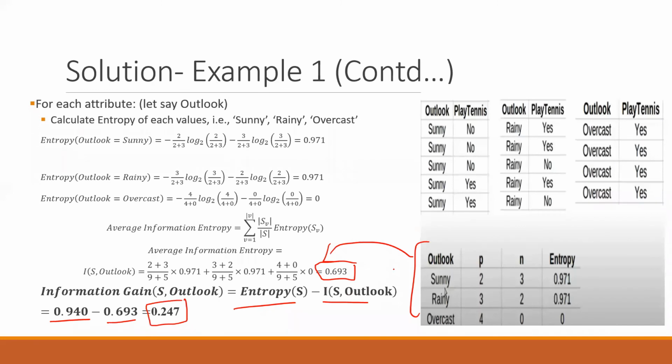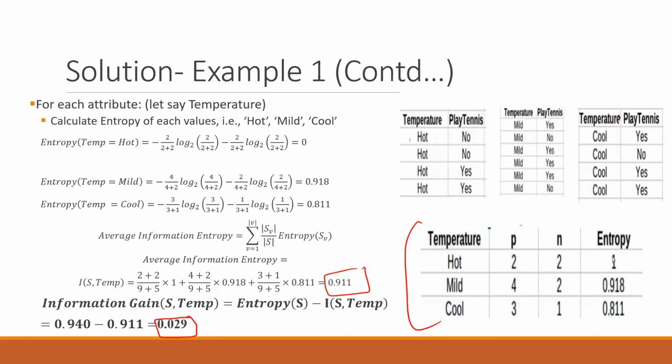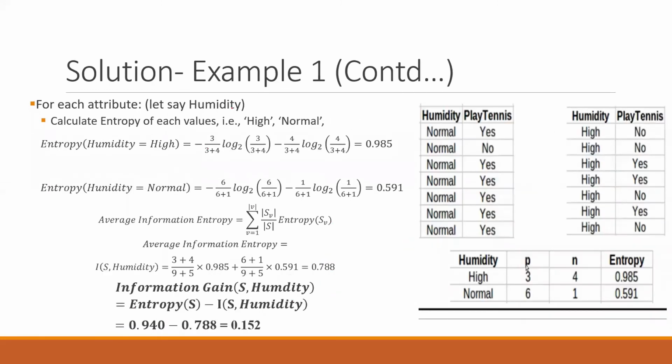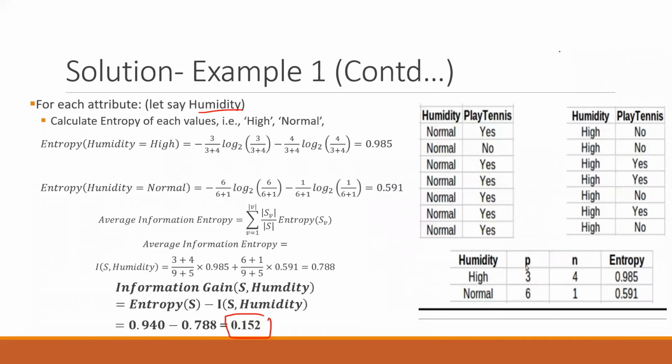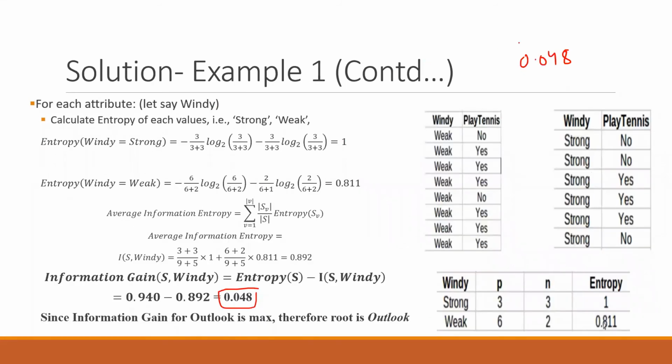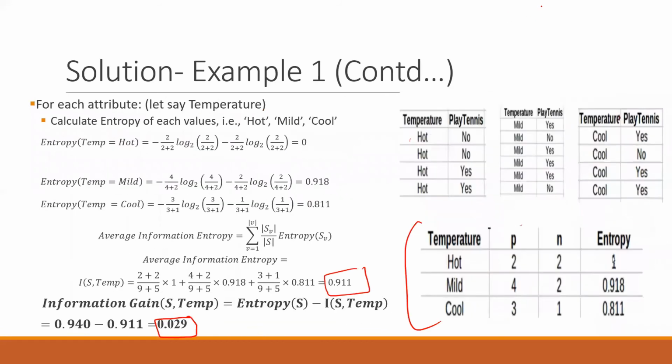Earlier it was 0.247, it is 0.029 this time. And third time, for humidity, my answer is coming out to be 0.152, and fourth time windy is coming out to be 0.048. So out of these 4 values, this one is 0.048, the previous one was 0.152, before that it was 0.029, and here the first one, temperature, was 0.247.